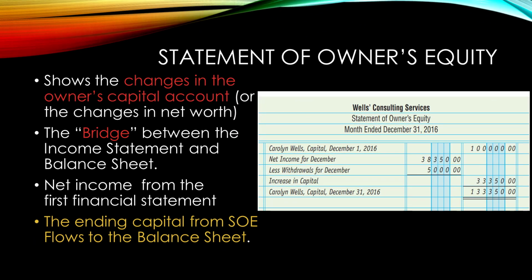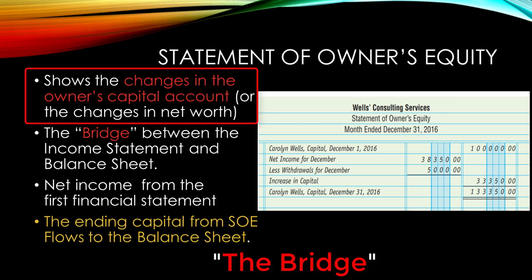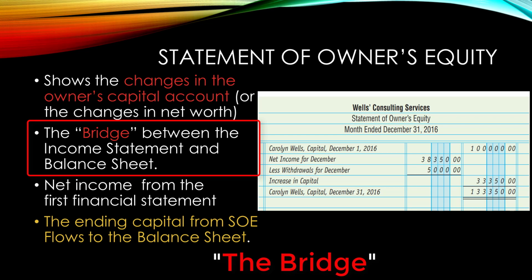Now on to our second statement. The statement of owner's equity, for some reason, typically gives students the most trouble. This statement shows the changes in the owner's capital account or his net worth. It's sometimes called the bridge statement because it's the bridge between the income statement and the balance sheet.